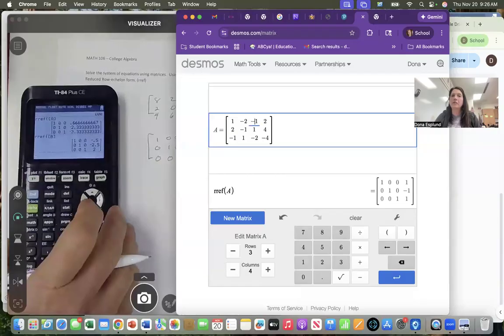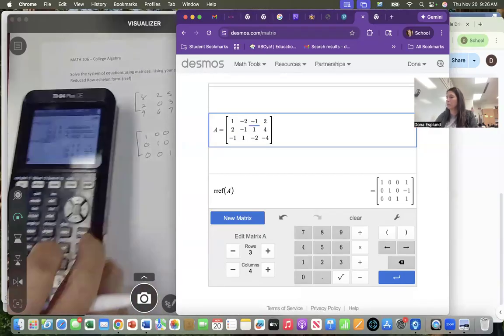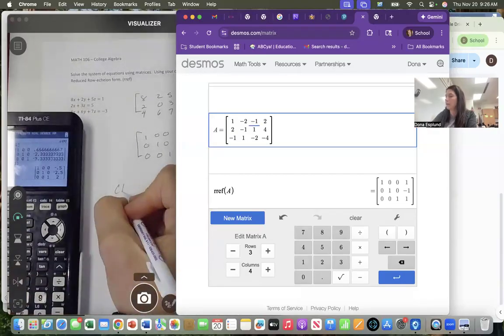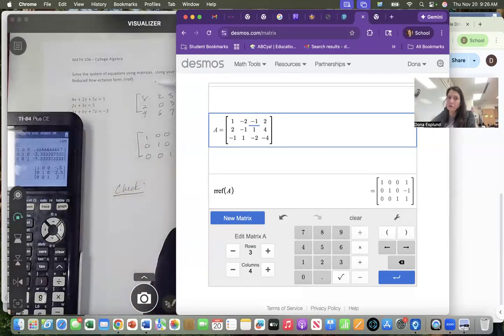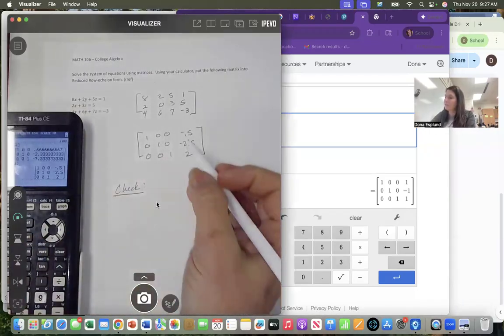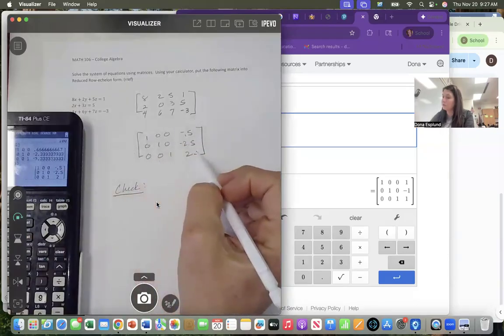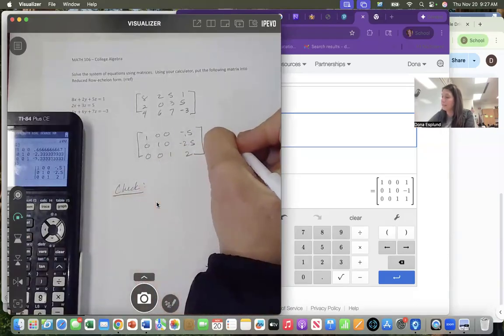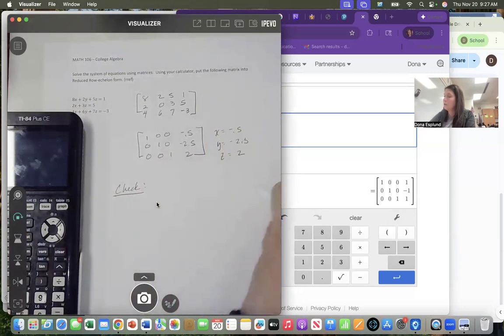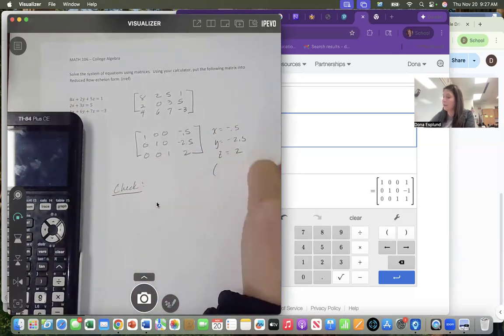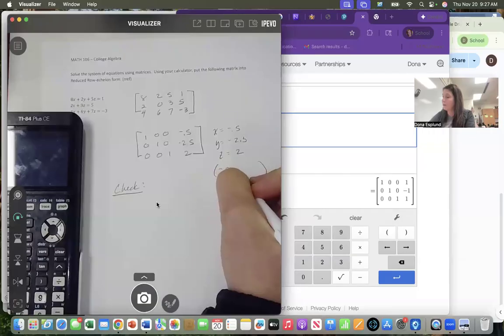What I want to see on your test is something that looks a little bit more like this. I want you to go ahead and just check. If this is my reduced row echelon form, I'm saying that x is equal to -0.5, y is equal to -2.5, and z is equal to 2, which I could also write as a coordinate: (-0.5, -2.5, 2).